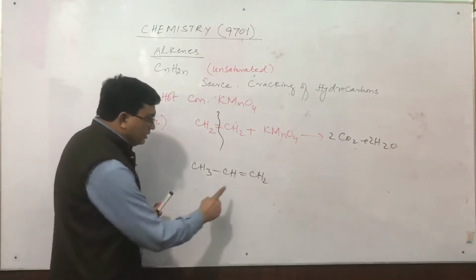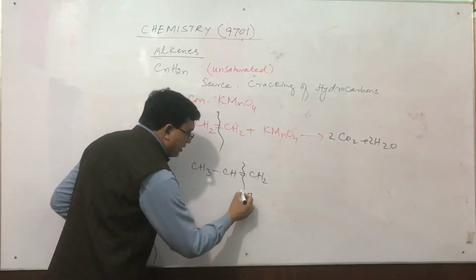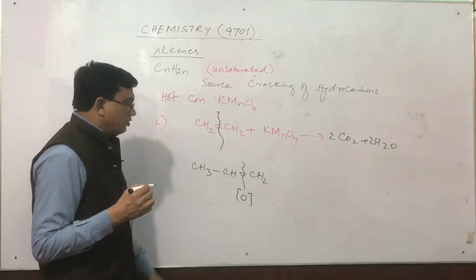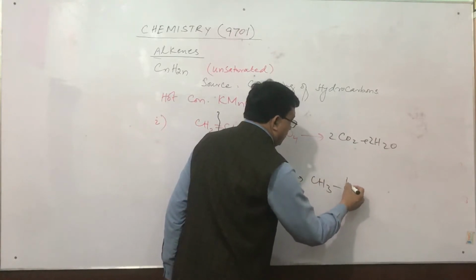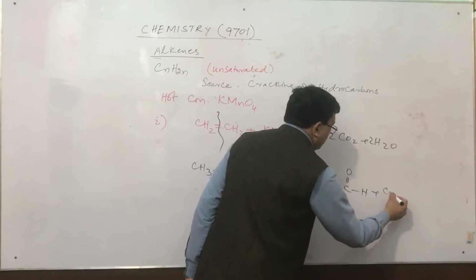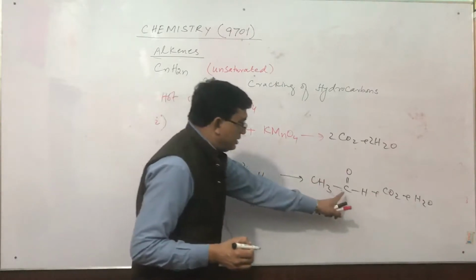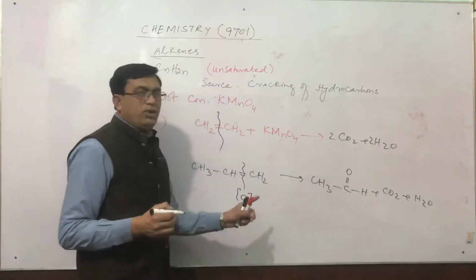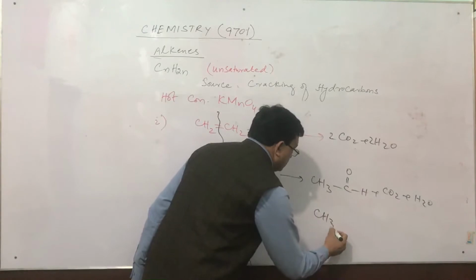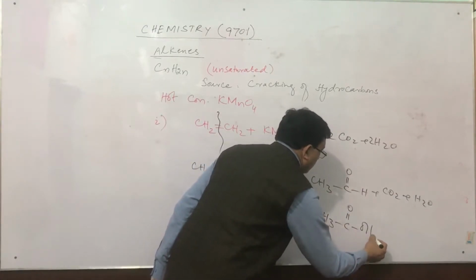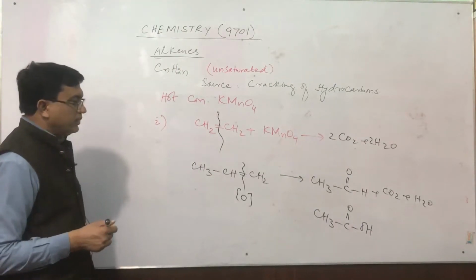This will produce an aldehyde. This double bond will be broken from here, and atomic oxygen will take the place, producing CH3C double bond O and H along with CO2 and water. Now this aldehyde, if we perform this process for a longer time, then the compound will change into carboxylic acid. From the aldehyde, carboxylic acid will form as a result.